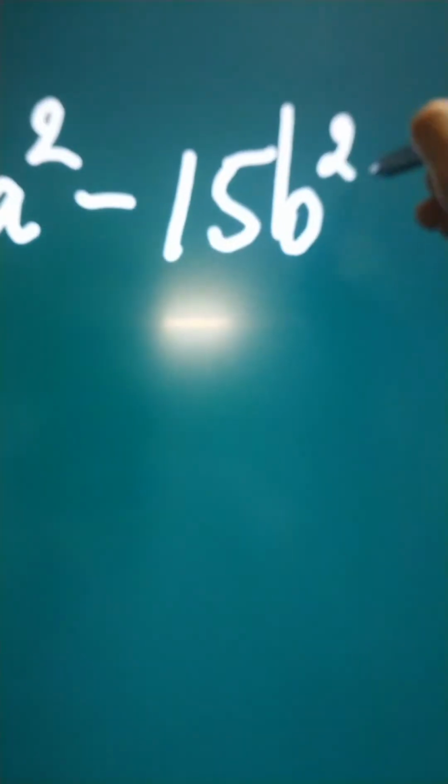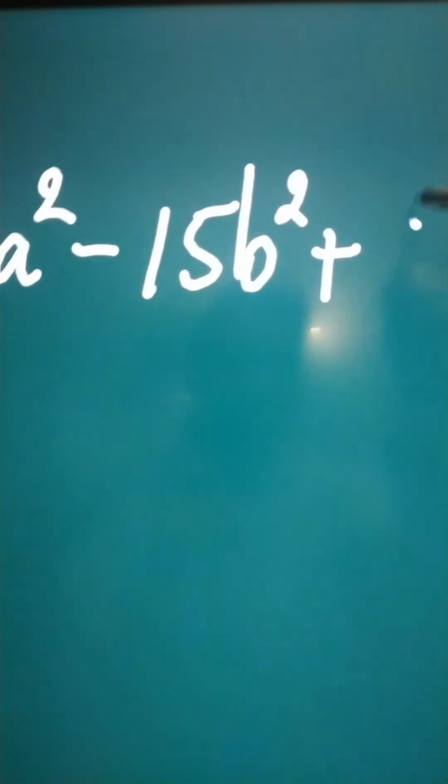Now in the factorization page, the "Try yourself" exercise starts from page 101. So let's see the first question: 10a square minus 15b square plus 20c square.